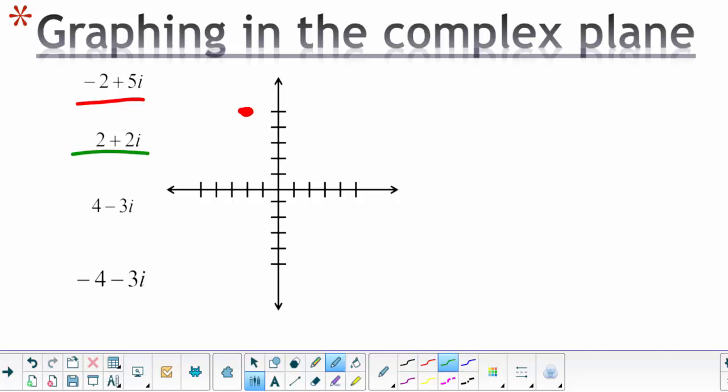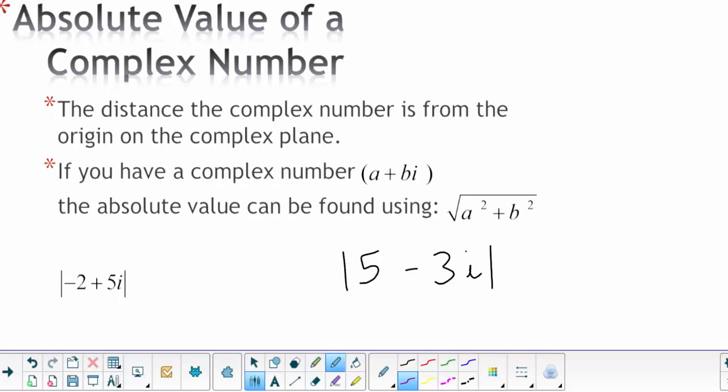And then let's take a look at the next one, 2 plus 2i. So the first number tells us to go right 2, and the second number tells us to go up 2. That's all there is to it. 4 minus 3i, so that means you go right 4, down 3. And we're done. So I guess I should underline that. And the last one here, which is purple, is telling us to go back 4 and then down 3. 1, 2, 3. So that's all there is to plotting. The first number, the real number, tells you to go left or right. And the second number, which is our imaginary number, tells us to go up or down.